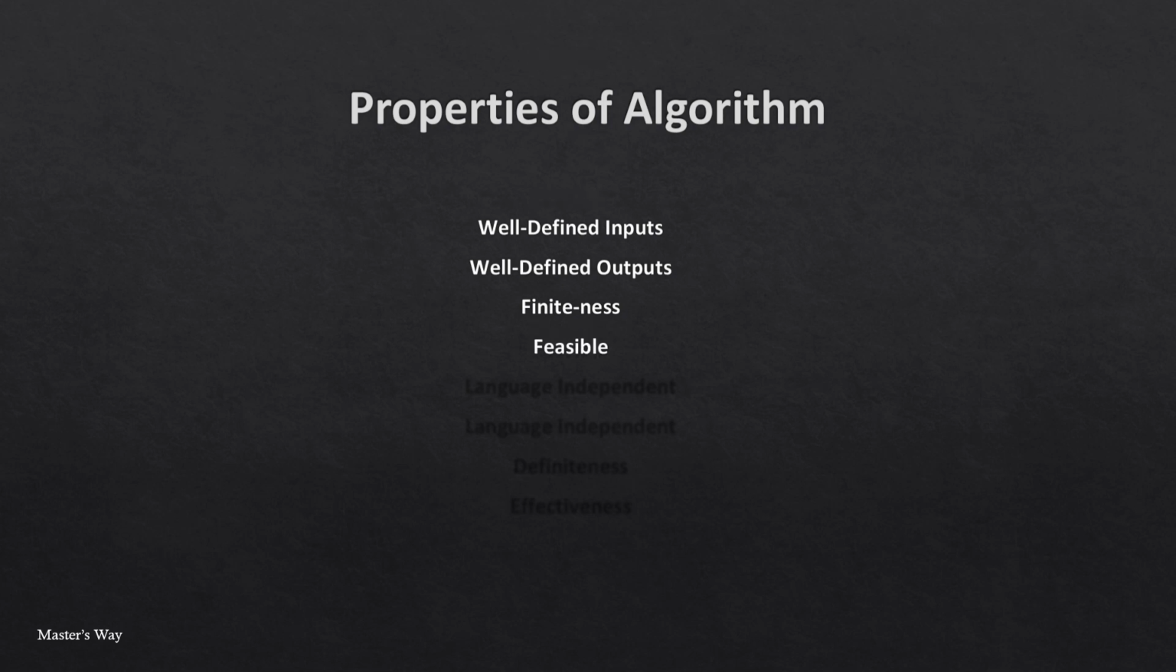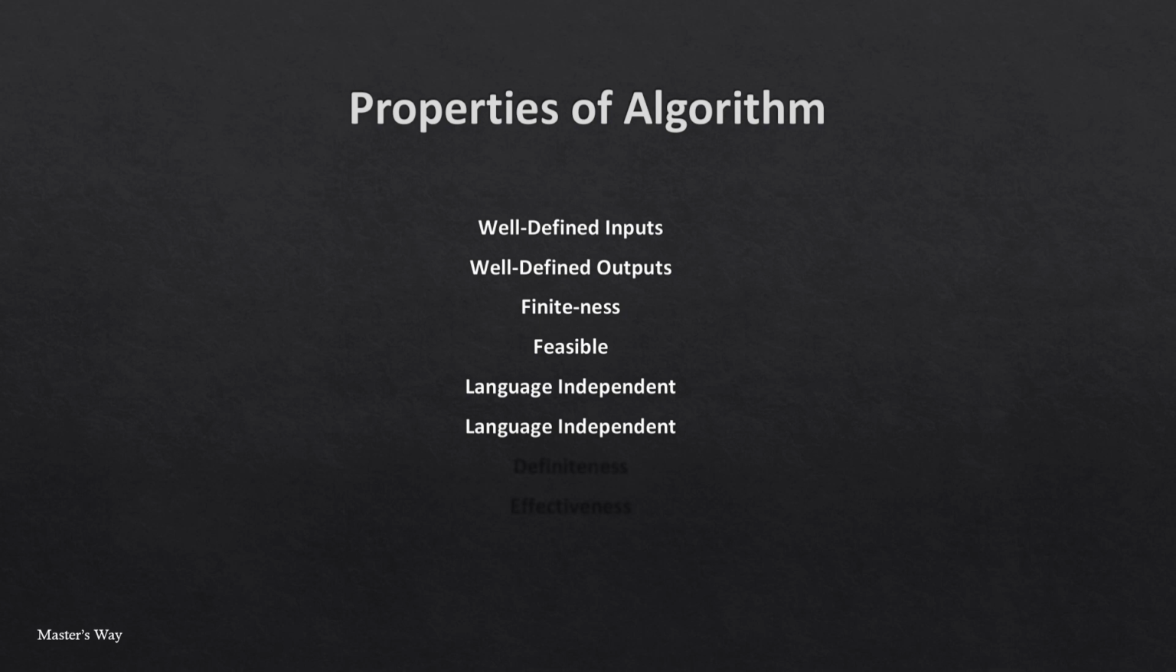And the next property is language independent. The algorithm design must be language independent. It must be just plain instructions that can be implemented in any language, and yet the output will be the same as expected.